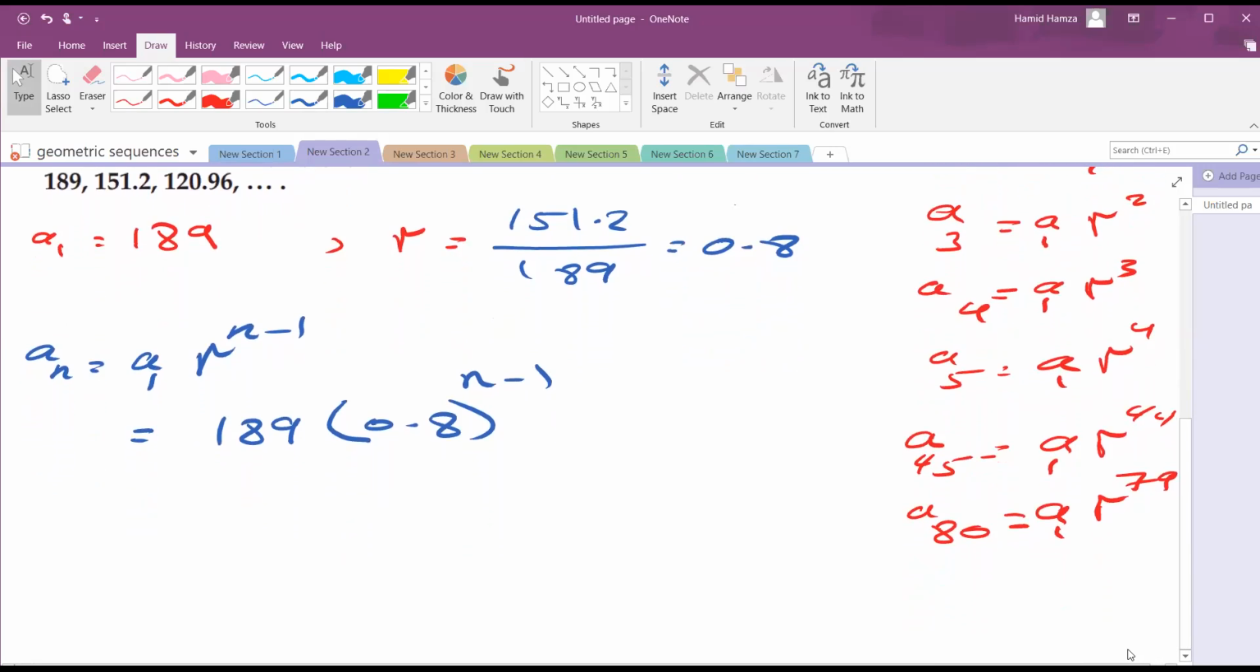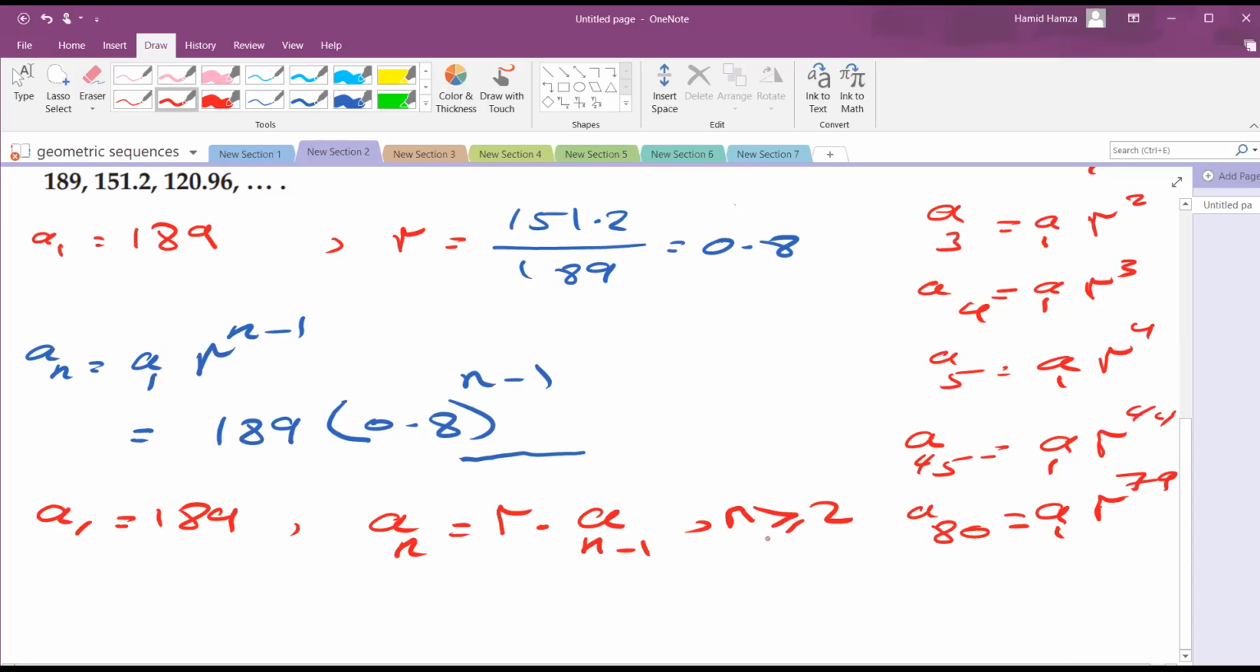Now, what about the recursive formula? The recursive formula will be written like this. Number one, write the first term, a1, which is 108. Number two, we write a. This is the formula, guys. An equals r multiplied by an minus 1 and n greater than or equal to, like this.